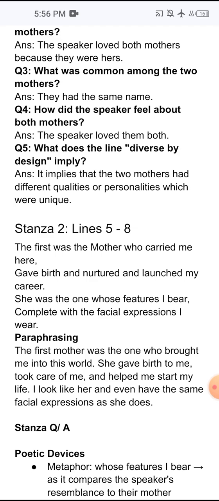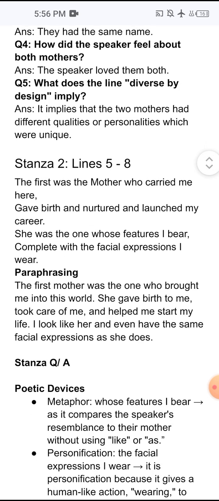Stanza number 2, lines 5 to 8. The first was the mother who carried me here, gave birth and nurtured and launched my career.